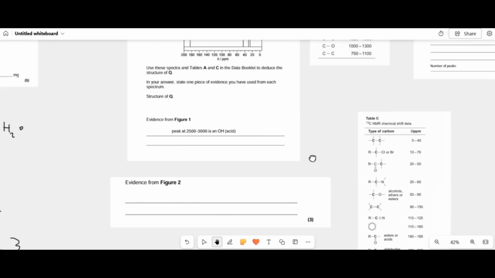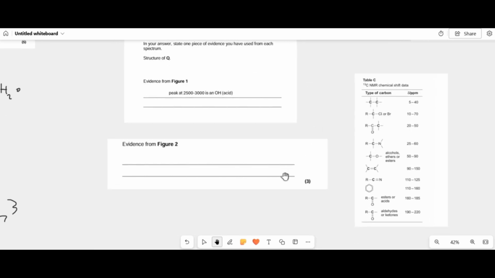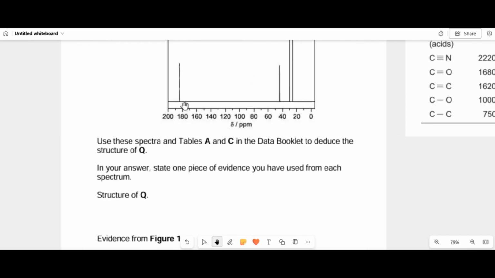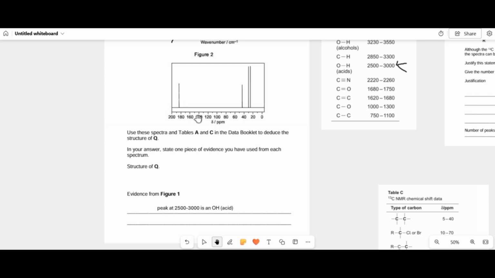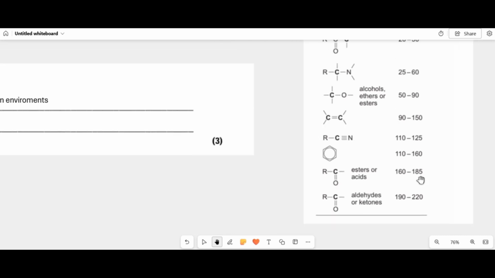Now we look at the second spectrum. Obviously, we've got 4 carbon peaks here: 1, 2, 3, 4. So that tells us that there's 4 different carbon environments here. Now let's look at what those carbon environments actually are. If we do that, we can see that this one here is in the 180 to 200 kind of range. According to my data here, that's a C=O. That's going to be ester or acid, at 160 to 185 here.